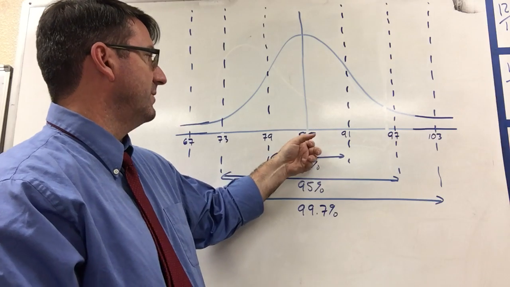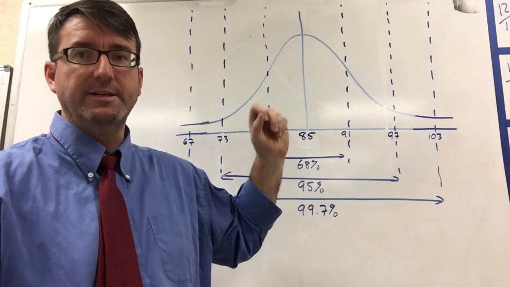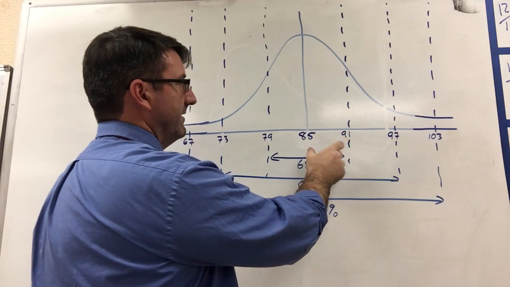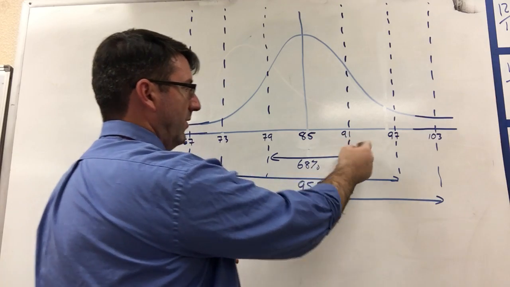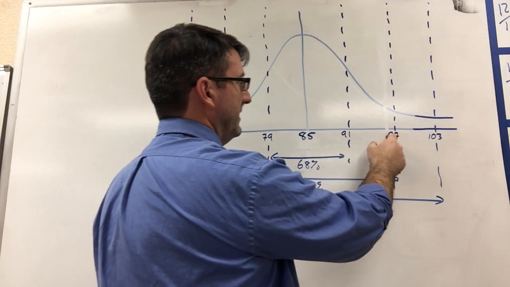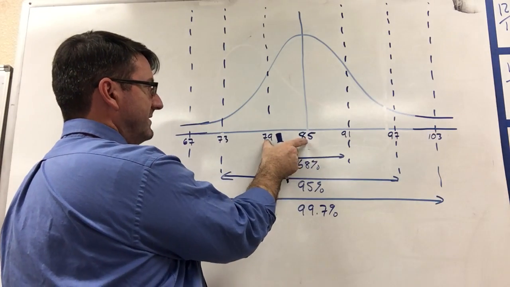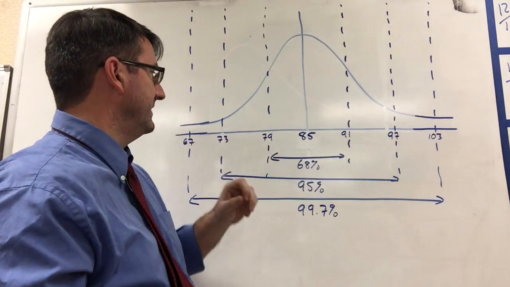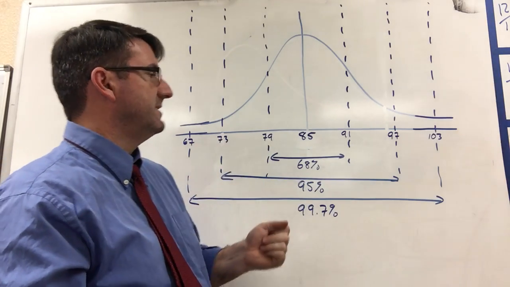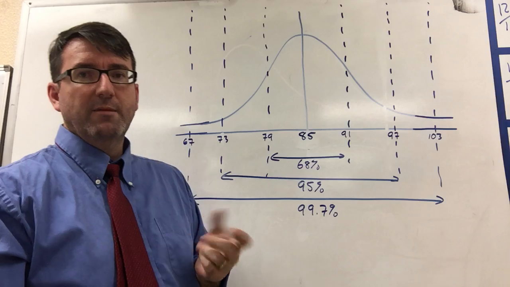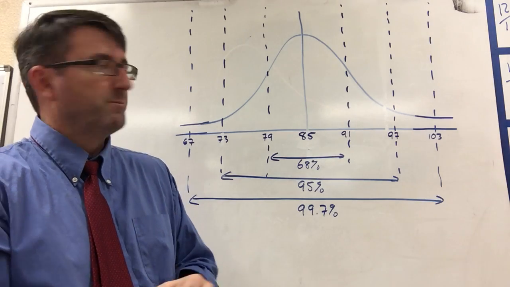So our mean, we're told that the mean is 85 and the standard deviation is 6. So one standard deviation above the mean would be 91. 2 above the mean would be 97. 3 would be 103. Going the other way, 1 standard deviation below the mean would be 79. 2 standard deviations below the mean would be 73. And 3 standard deviations below the mean would be 67.